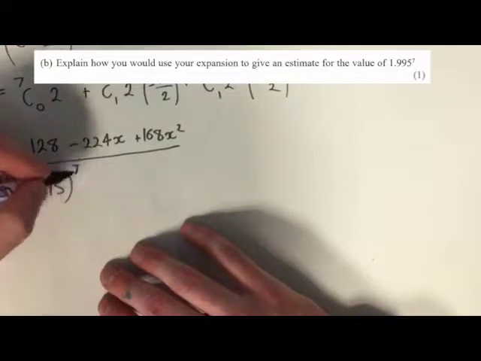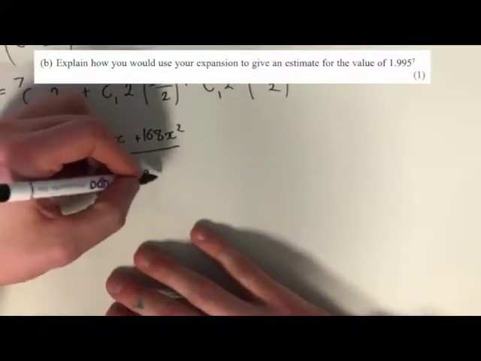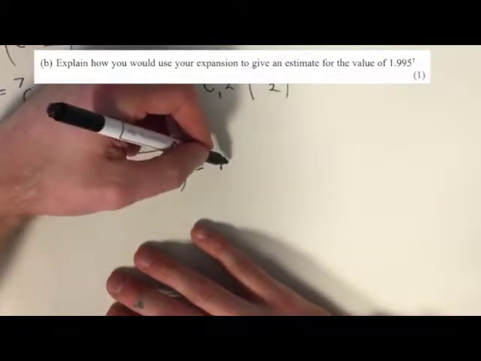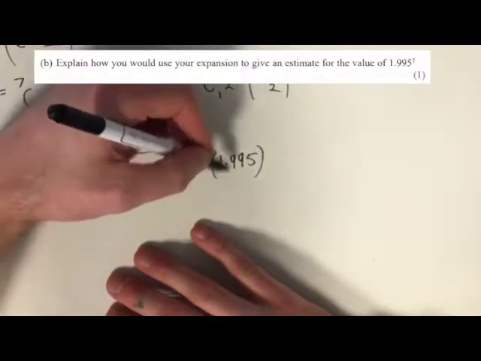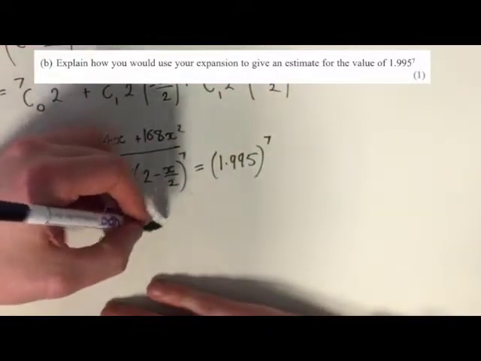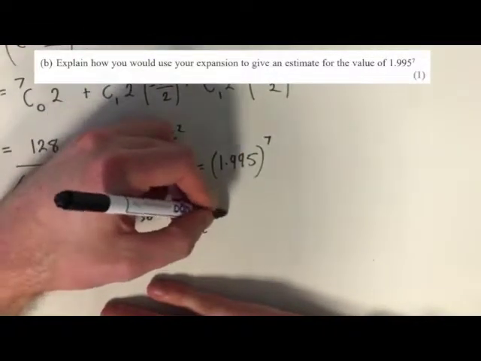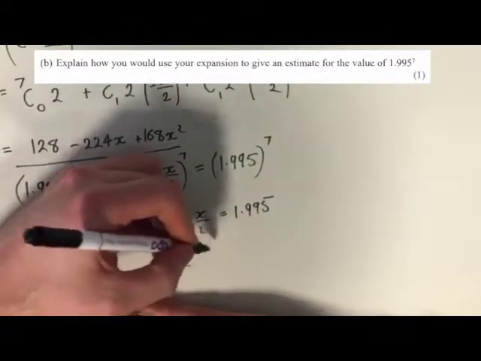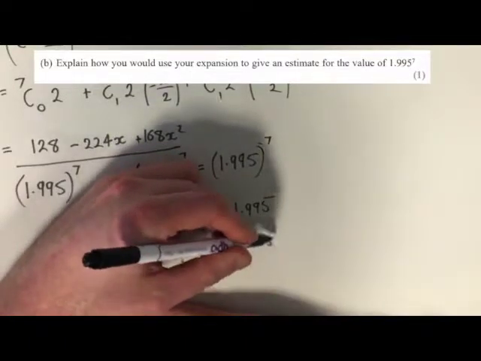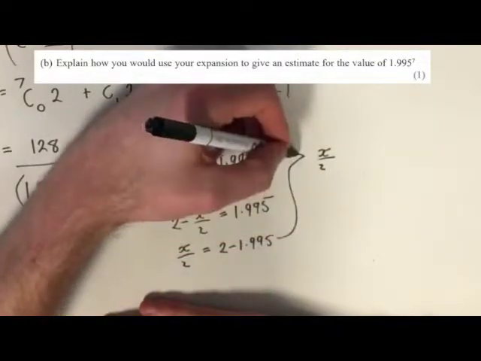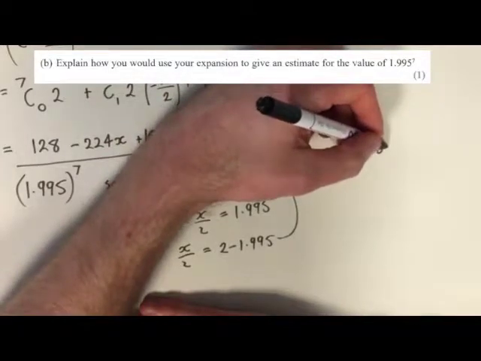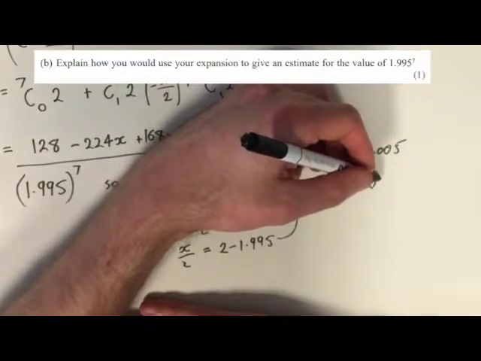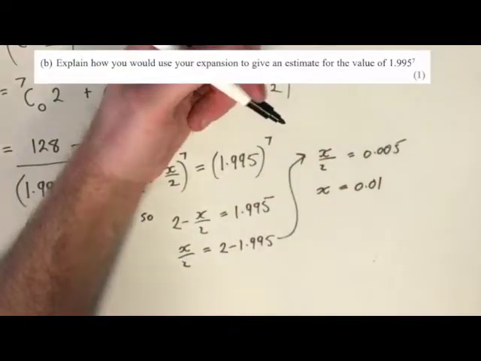Right, part B is explain how we'd use that to give an estimate for 1.995 to the power 7. So we basically need to work out what value of x is going to make our bracket into 1.995, which is what I've written here. So both brackets to the power 7, so we can ignore that. We just need to make what's inside the brackets the same. So I'm just going to rearrange this like an equation and show that x needs to equal 0.01. So it's explained how you would use the expansion.